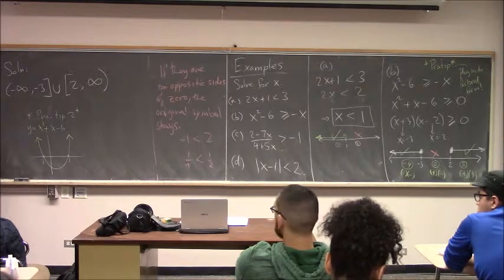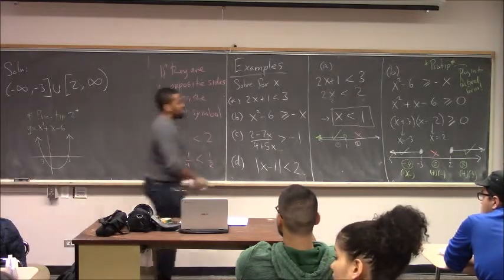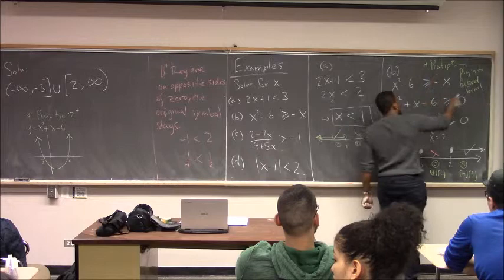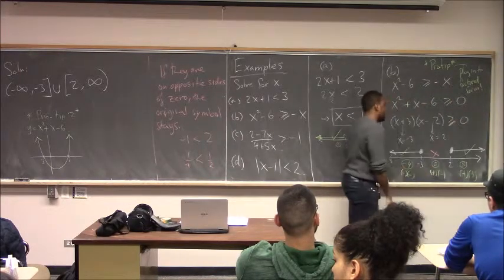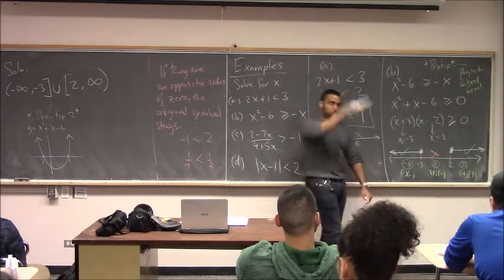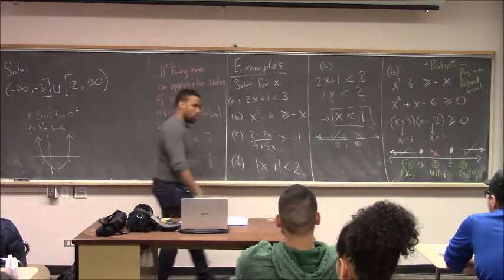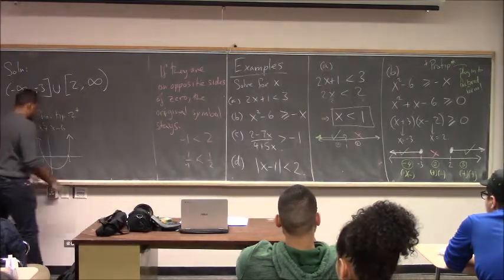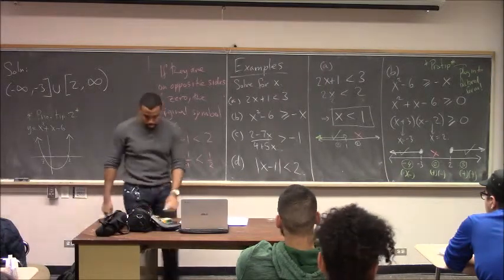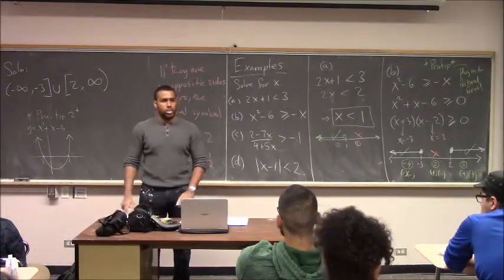So if this thing were flipped, like with a negative sign, I would immediately know that the middle is now going to give me the answer, because the parabola would be shaped like this, and it's the middle part that will be bulging above the x-axis. So that's another problem. Any questions so far?